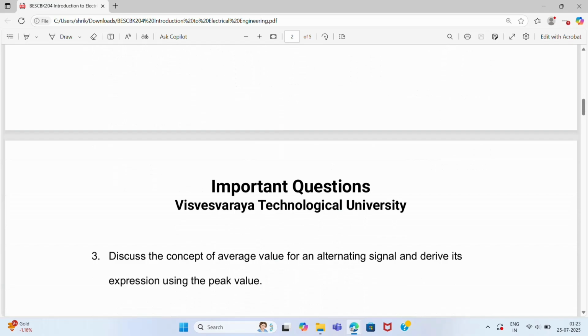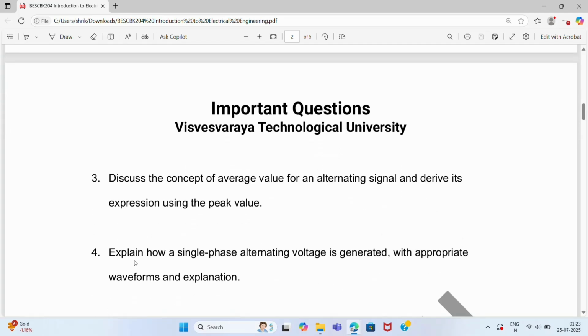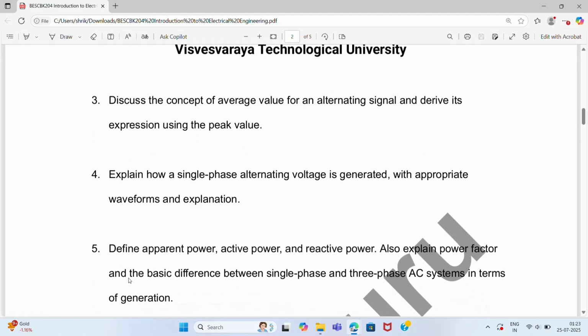Next question. Discuss the concept of average value of an alternating signal and derive its expression using the peak value. Explain how a single phase alternating voltage is generated with appropriate waveforms and explanation.